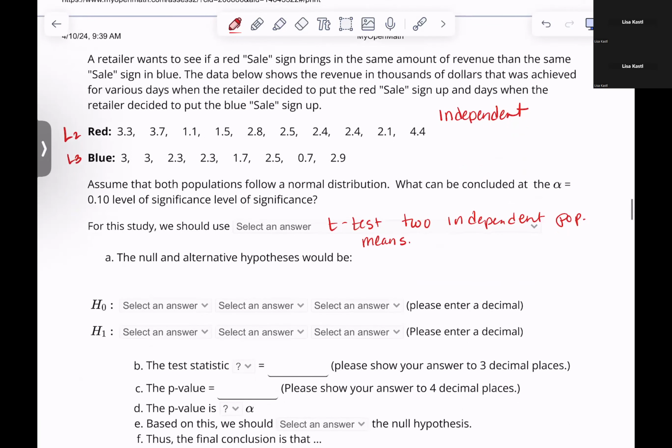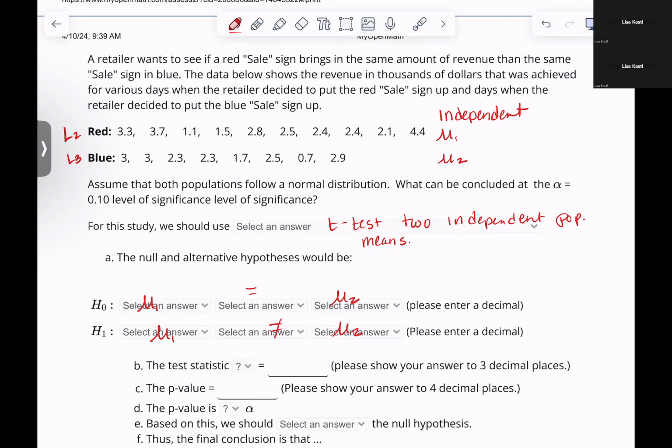So what's our null and our alternative hypothesis? I'm letting mu1 be red and mu2 be blue. We're only interested in whether they're different, same amount. So the null is mu1 equals mu2, and the alternative is mu1 does not equal mu2.